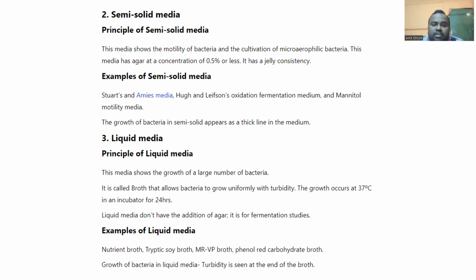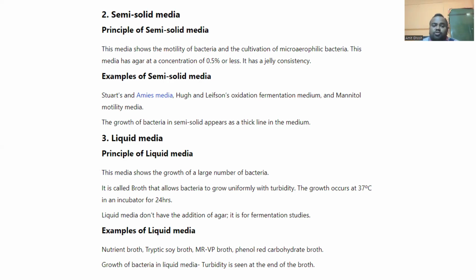So try to find the difference. In solid media, the agar percentage is higher compared to semi-solid, like 1.5% to 2%, which we mostly use. But in semi-solid media, it is only 0.5% or less. That means it will not be as solid as compared to solid media, and it will have a jelly-like consistency.